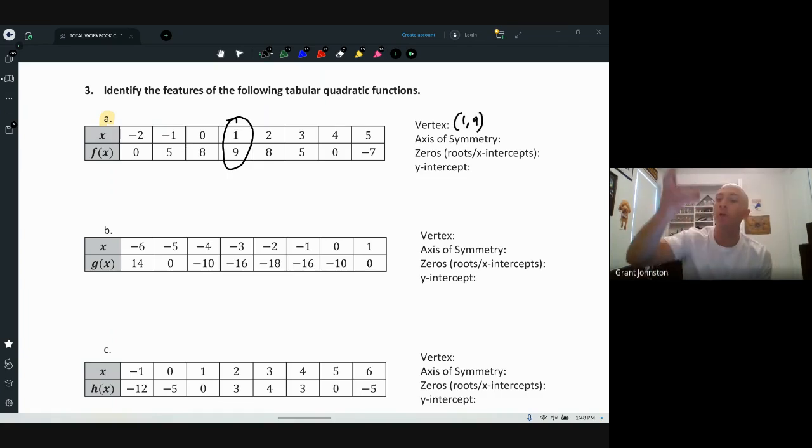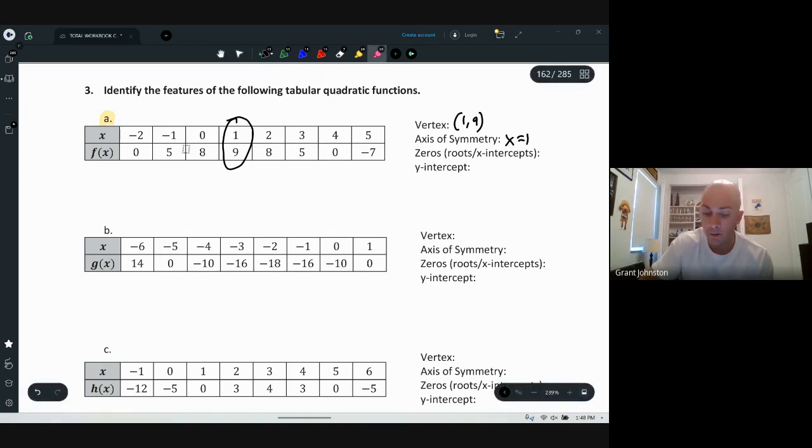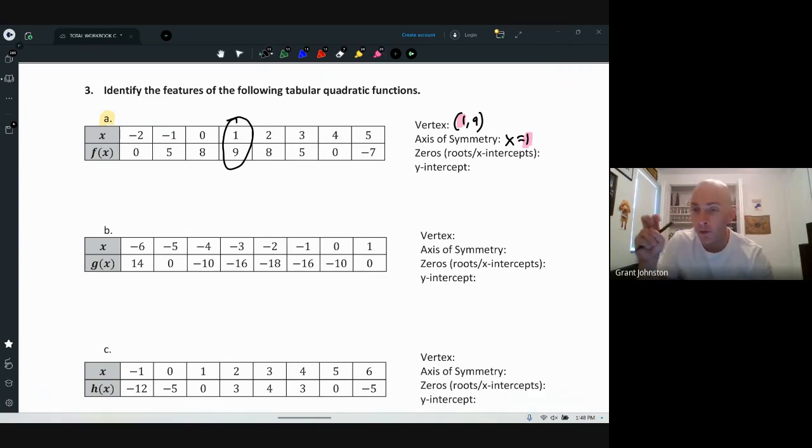And the axis of symmetry goes through that vertex at x equals 1. Right? These will always match up because the axis of symmetry goes through the vertex. Now our zeros, which are our roots, are x-intercepts. Remember, our x-intercepts are when y equals 0, or in this case, f of x. Remember, f of x and y are similar.